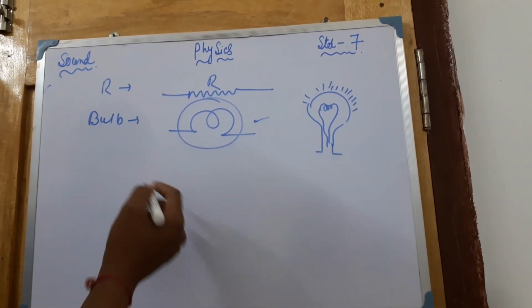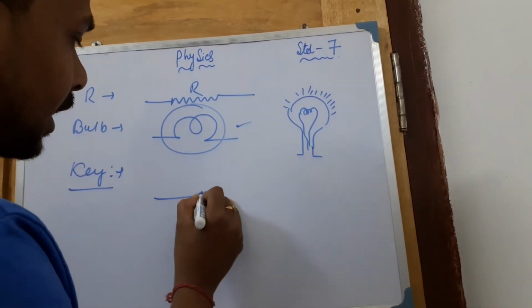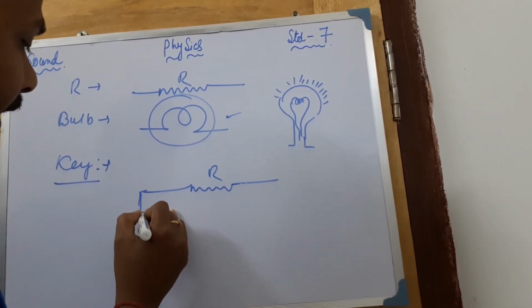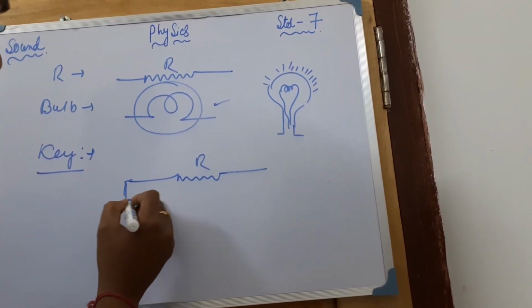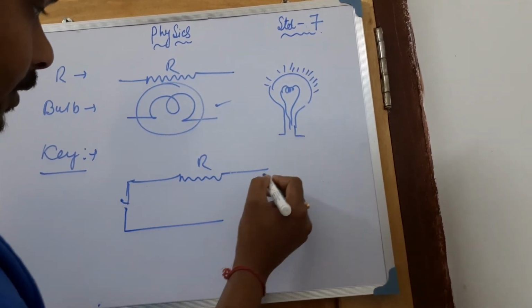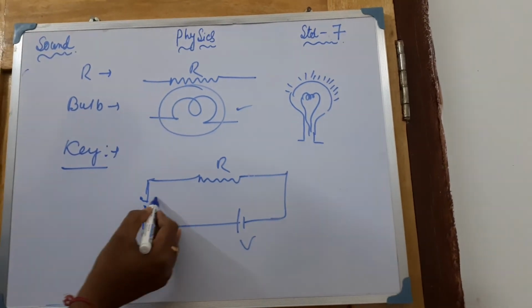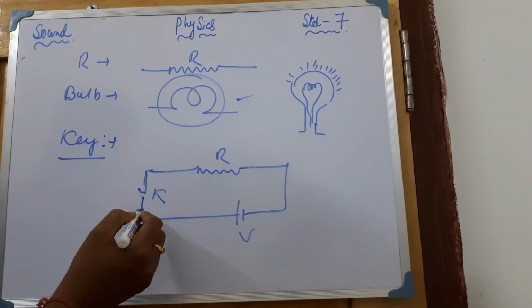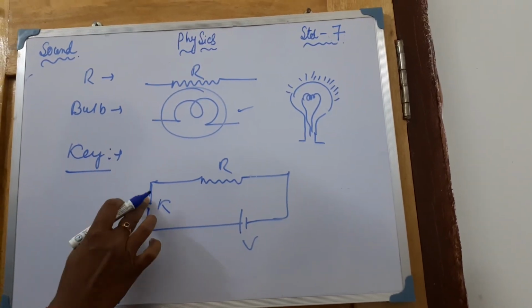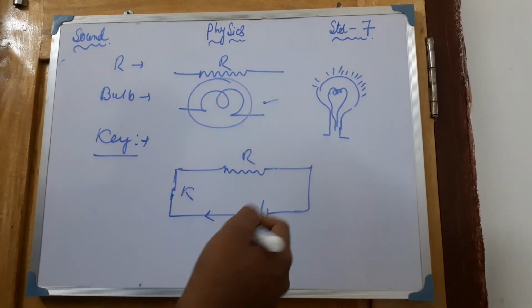Next one, key. Key means any type of key in any type of circuit. Suppose a resistance R is connected here, and suppose you have connected one key in this position, and voltage V is coming from here. So this is the key position. If it is connected, current will flow. If it is an open circuit, current will not flow. When it is connected, then definitely current can pass through the whole circuit. So key is there.